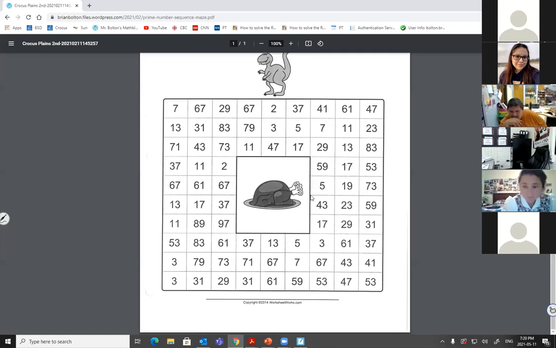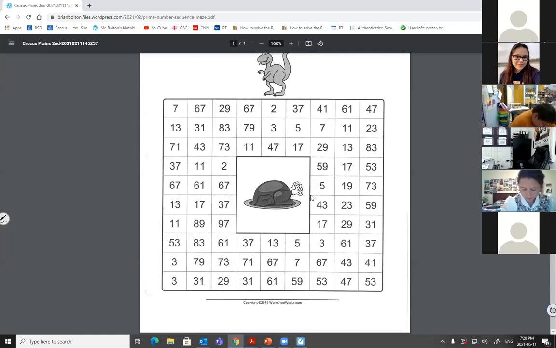A prime number can only be a number that is divisible by itself and one. So like two, you can only do two divided by two, and so you can get the answer one. So numbers like two, three, five, seven, 11 are prime numbers.